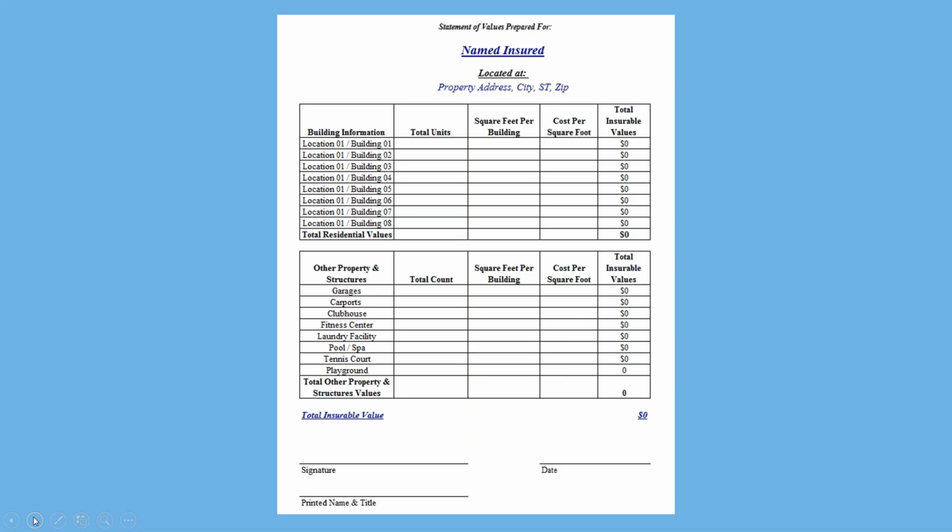And just like I said, at minimum on a statement of values, I'm looking for the square footage, the number of units, and the property limits that they're looking for, including the building insurance and the business income, and then potentially the BPP.